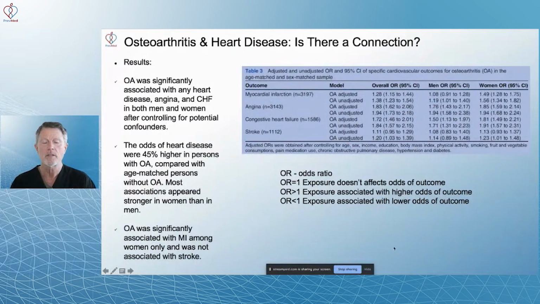The results? Osteo is significantly associated with any heart disease, angina, and heart failure in both men and women after controlling for confounders like age. The odds of heart disease were 45% higher in persons with osteo compared with the age-matched controls. Most associations appeared stronger in women than in men. And as you remember, osteo is more common in women than men.